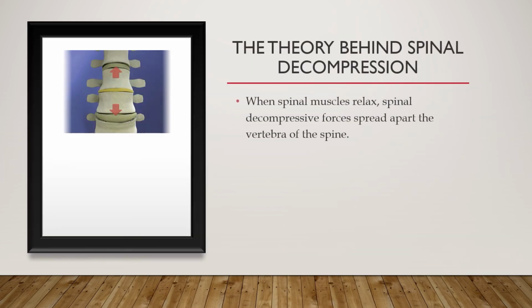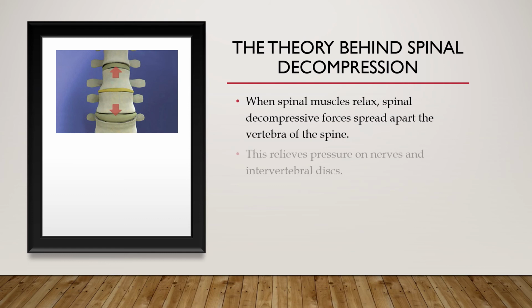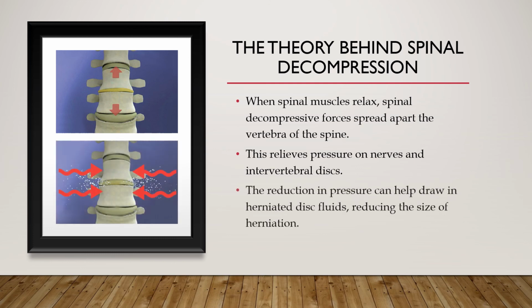The theory behind spinal decompression is when we're lying relaxed on the table, our muscles are able to relax and we apply those spinal decompressive forces to spread apart the vertebrae of the spine. This relieves pressure on the nerves and the discs, but more importantly, the reduction in pressure can help draw in herniated disc fluids, reducing the size of the herniation and feeding the disc with the nutrients it needs to heal.